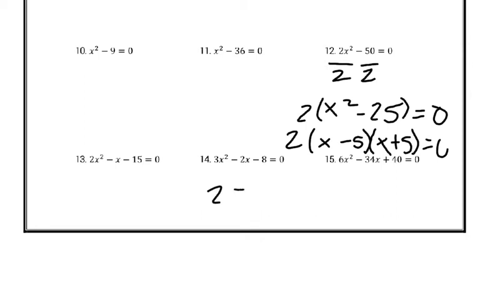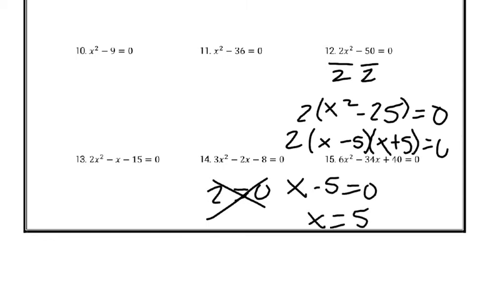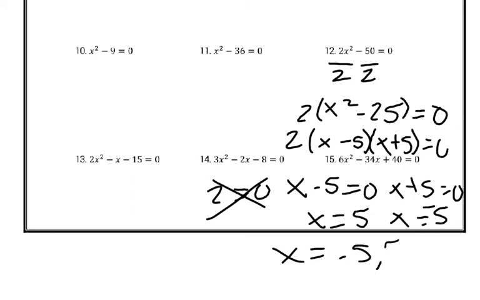When we set each thing equal to 0, the 2 equals 0 is irrelevant because it's not true. X minus 5 equals 0 gives us x equals 5. And x plus 5 equals 0 gives us x equals -5. So our solutions are -5 and 5.